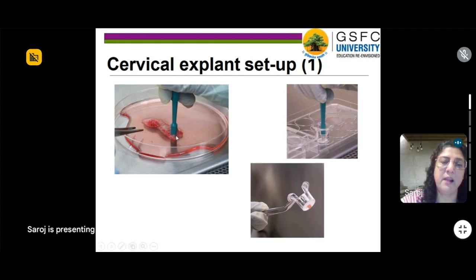So with the help of this cutter, what you do is you remove this section and you put it in these kind of cells. So if you, I don't know if it's visible, Gopalji sir, is it visible? Can you see the tissue coming out of this well? Yes, yes, yes.